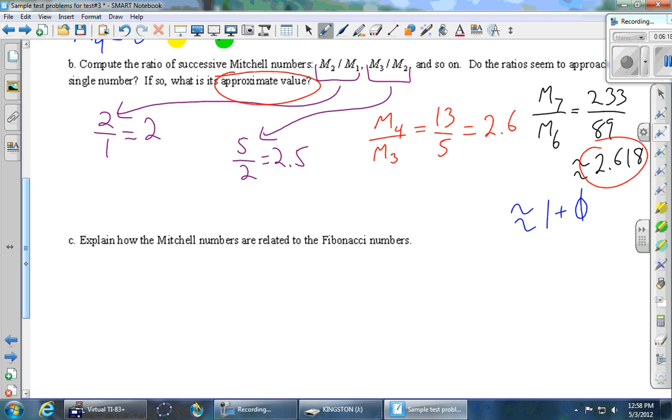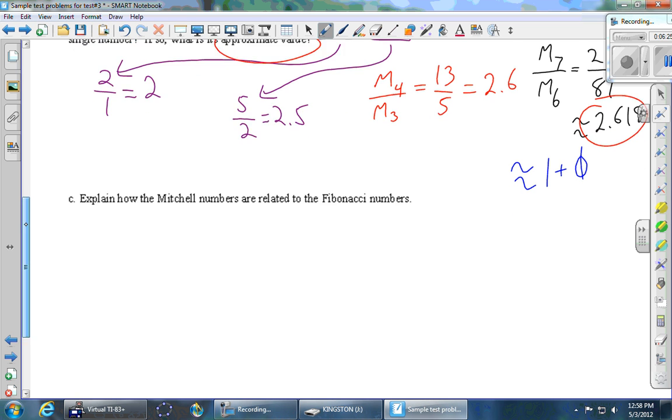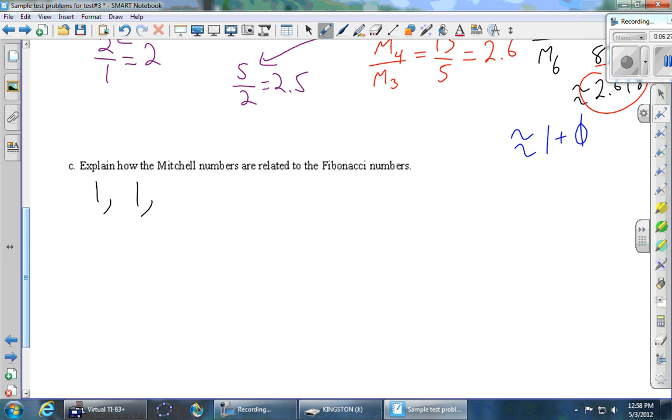Part C, explain how the Mitchell numbers are related to the Fibonacci numbers. Okay, let's just go ahead and list a few of the Fibonacci numbers, just the beginning ones. So the Fibonacci numbers start with a 1 and a 1, and then the rule is you add the previous two numbers to get the next number. So 1 and 1 is 2. Now adding the two most recent numbers in this list, 2 plus 1 is 3. 3 plus 2 is 5. 5 plus 3 is 8. And we just keep writing the sum of only the previous two numbers in the list.